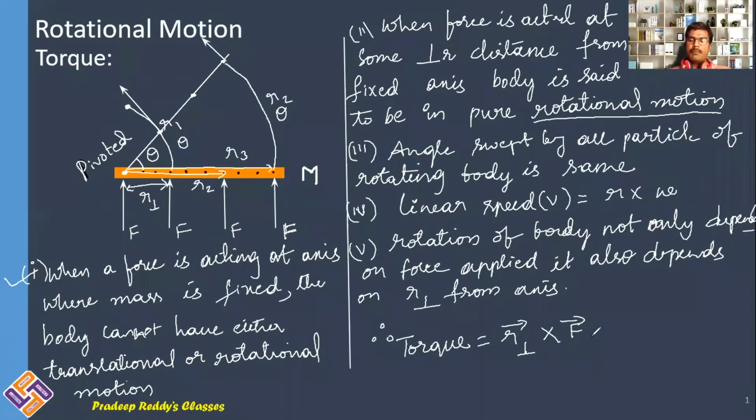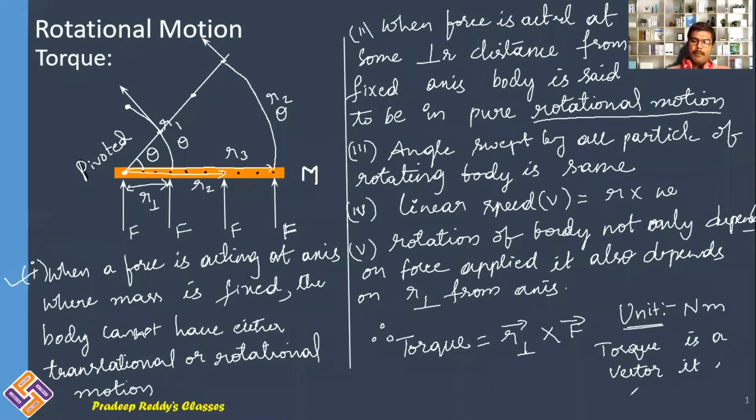Torque is R perpendicular cross F. R is the perpendicular distance from the axis of rotation. F is the force which you are acting upon the object. Now the unit of torque: R perpendicular distance is in meter, force is in Newton, so Newton meter is the unit of torque, and torque is a vector quantity.